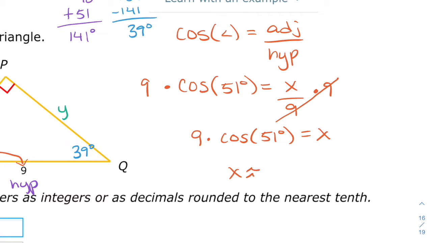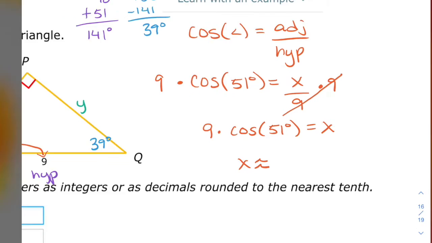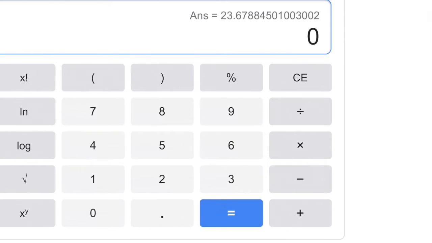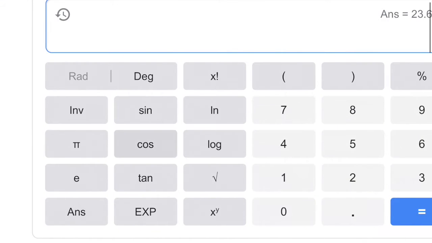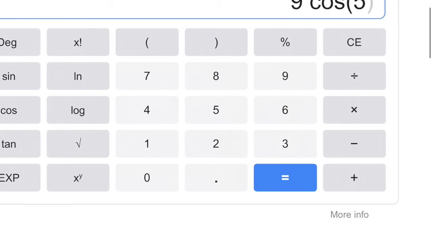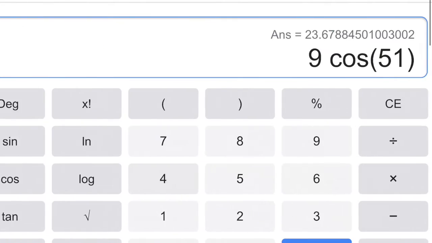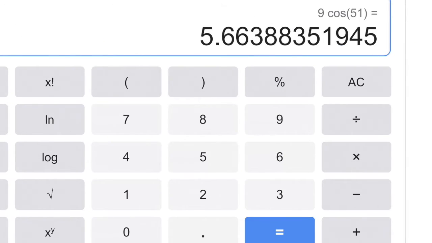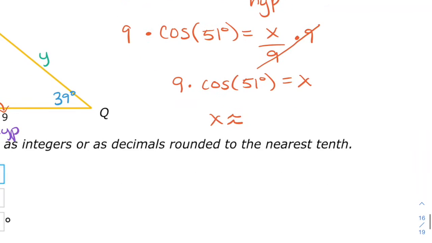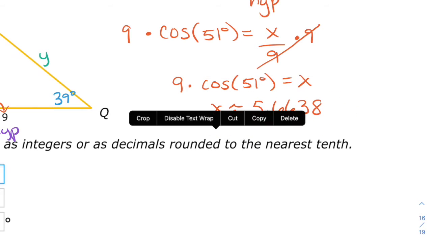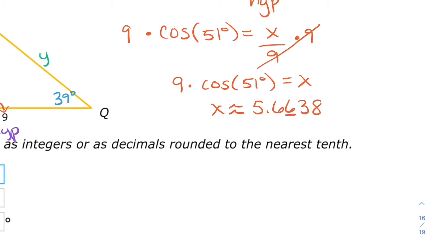So x approximately equals, it's going to be rounded to the nearest tenth. So 9 cosine of 51, don't forget cosine of 51. Make sure your calculator is in degree mode. I've already checked mine. It's in degree mode. So 9 cosine of 51 is 5.6638, and we're rounding to the nearest tenth. So that's going to round it up.